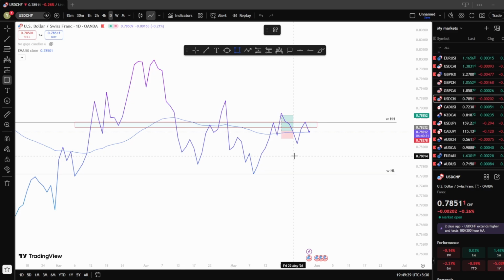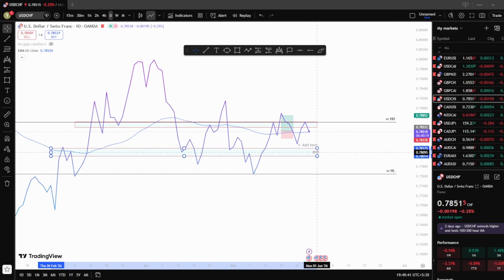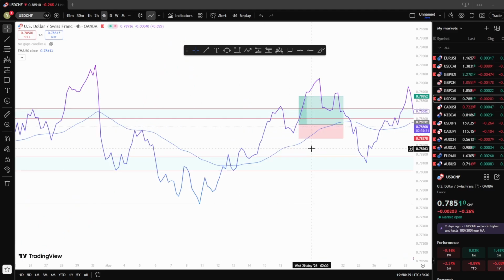And I think I see another one right here. This area has 1, 2, 3, 4 touches. And if you count that, that's 5 touches, which is perfect for an area of interest. Now we will move down to the 4-hour time frame. When I initiated this position, the market was bullish. I ended up making $200 off of this position, and I will show you exactly how.